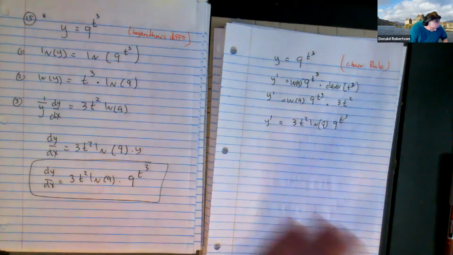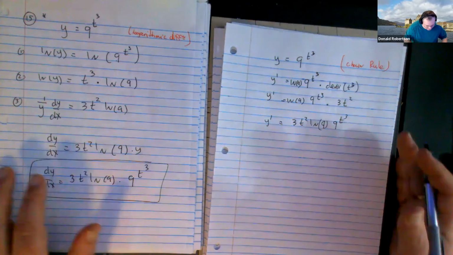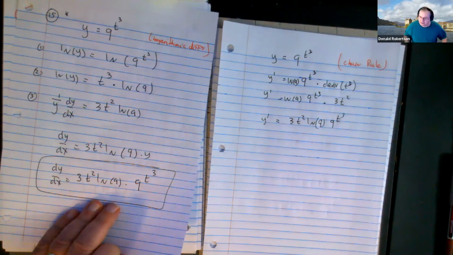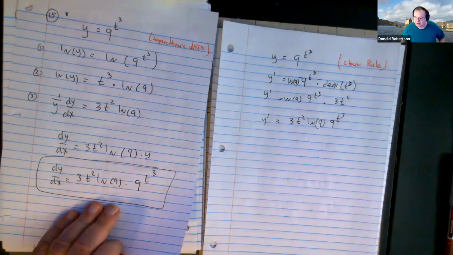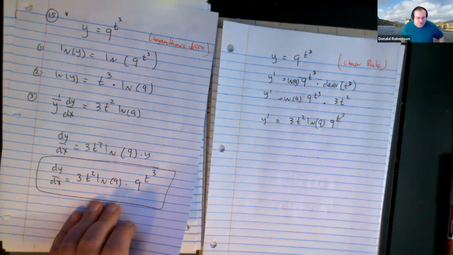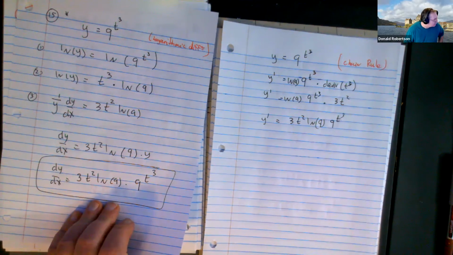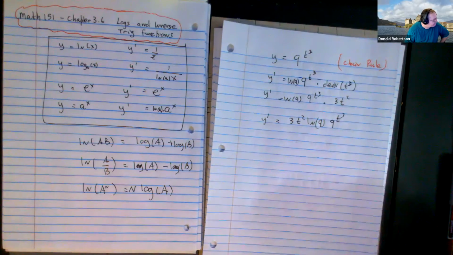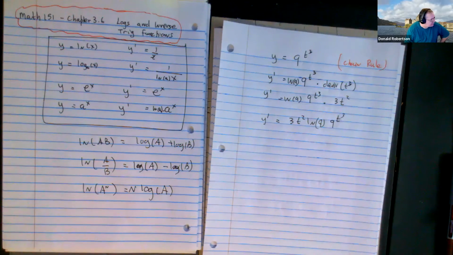So we can differentiate 10 to the power of something, 2 to the power of something. And that something could be anything. It could be x cubed, it could be sine x, it could be whatever you like. And it works quite well. Any questions?